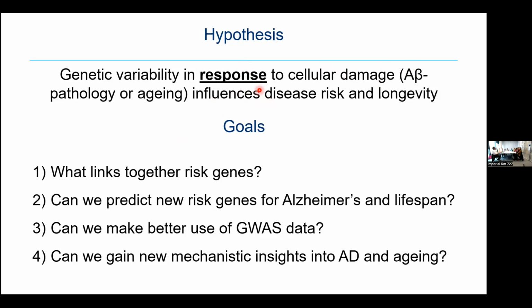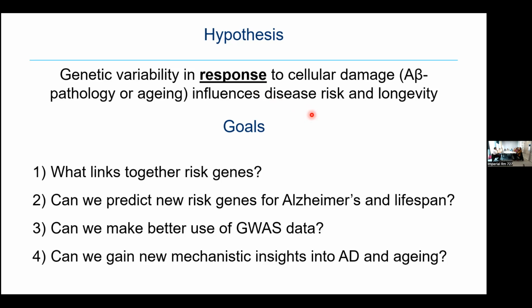So we're not looking at how A-beta is deposited, but the response to the amyloid itself, because there's a collection of people who actually have quite a lot of amyloid pathology in the brain, but they're effective at counteracting its changes, so it doesn't lead to cognitive deficits in their lifespan. So trying to understand those processes. So in terms of this overarching hypothesis, the smaller questions that we ask ourselves is, can we understand what links together the risk genes that we know about?